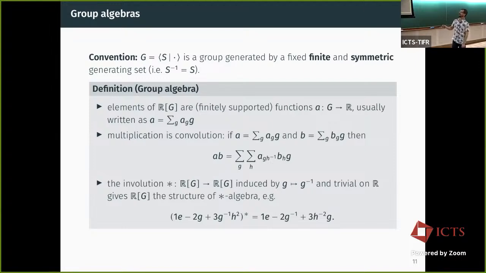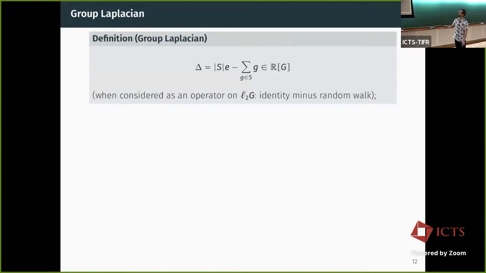And the involution on this group algebra is induced by taking g to its inverse and then extending it linearly while preserving the coefficient. So I have something like this. I invert the identity, well, that's the identity. I invert g, that's g inverse. I do nothing to coefficients, and so on. Right. And in such an algebra, for a finitely generated group, there definitely exists a Laplacian.